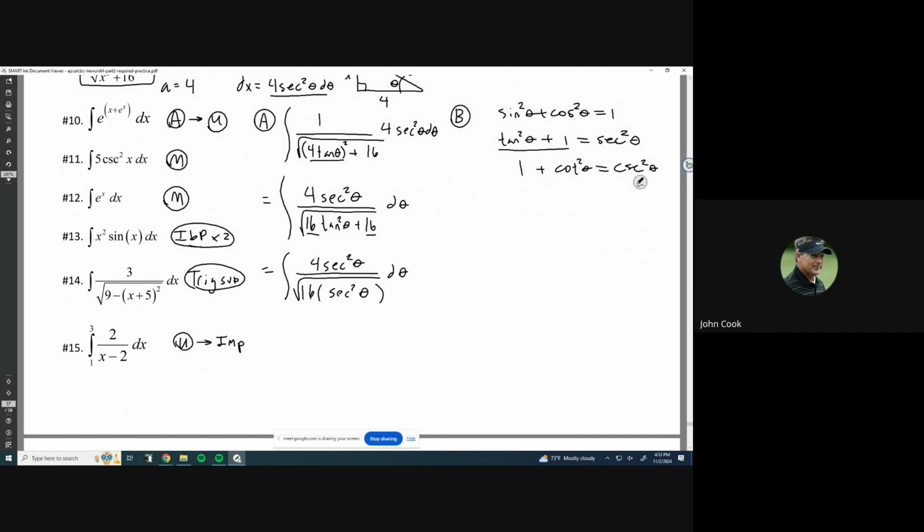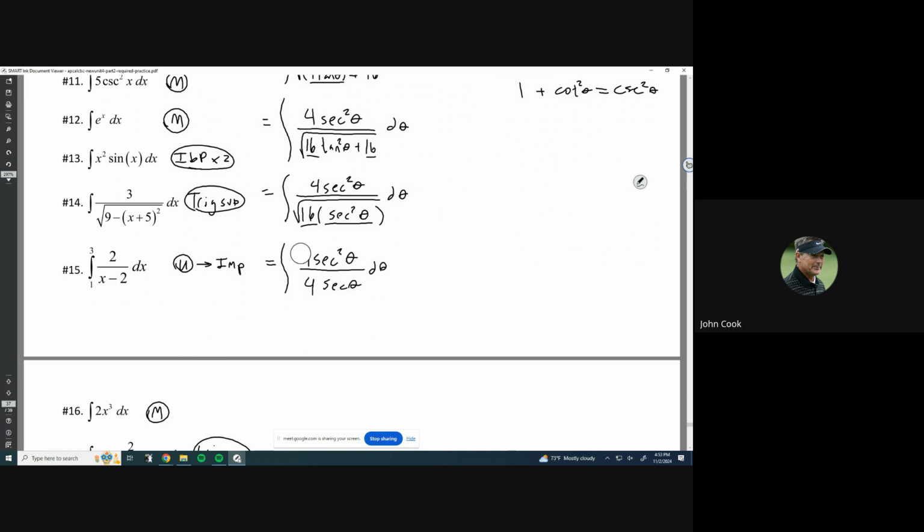All right, now I would take the square root, and here's what I'd end up with. I've got 4 secant squared of theta. The square root of 16 is just 4. The square root of secant squared is just secant. And then you can simplify it. The 4s divide out. Secant squared over secant just makes a regular old secant. And then this is a really easy antiderivative from here. This is a memorized one. The antiderivative of secant is the natural log, absolute value of secant of theta plus the tangent of theta, and then plus your constant c. All right, so that's one way to do this.